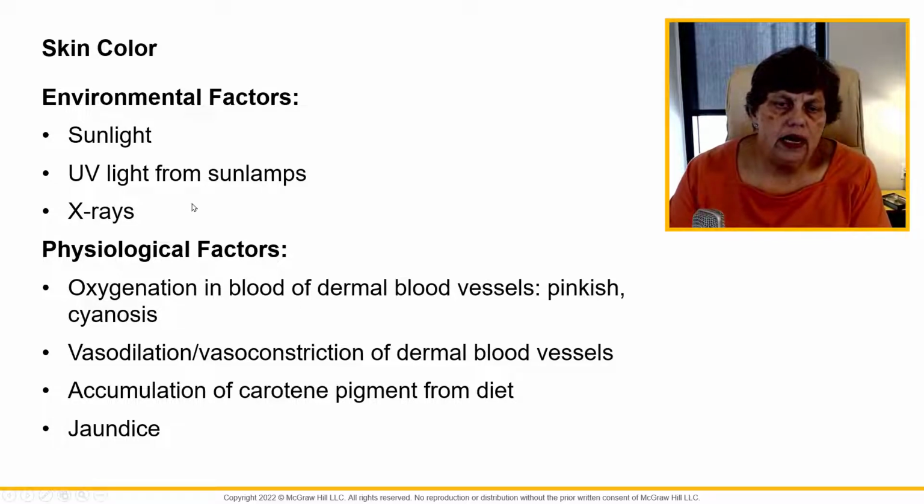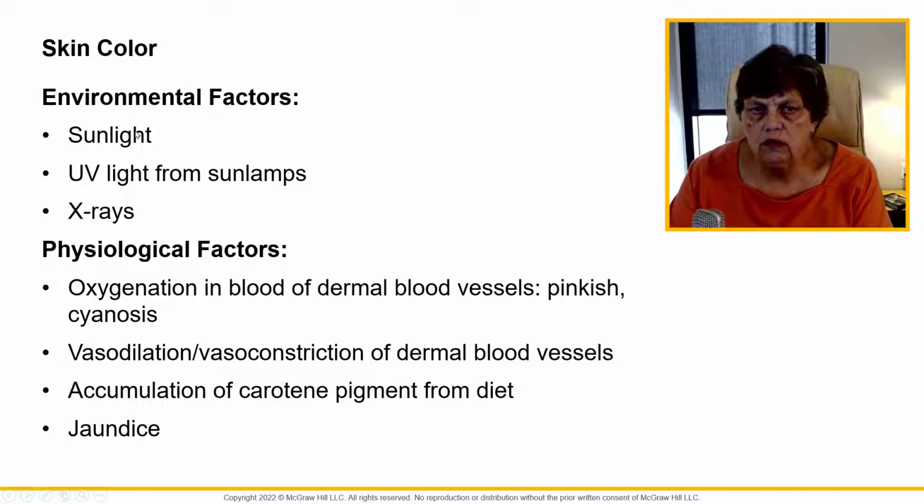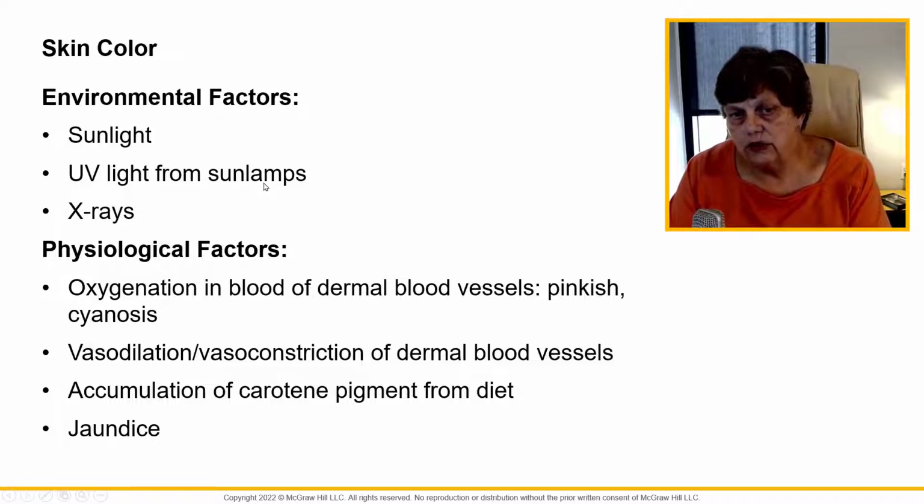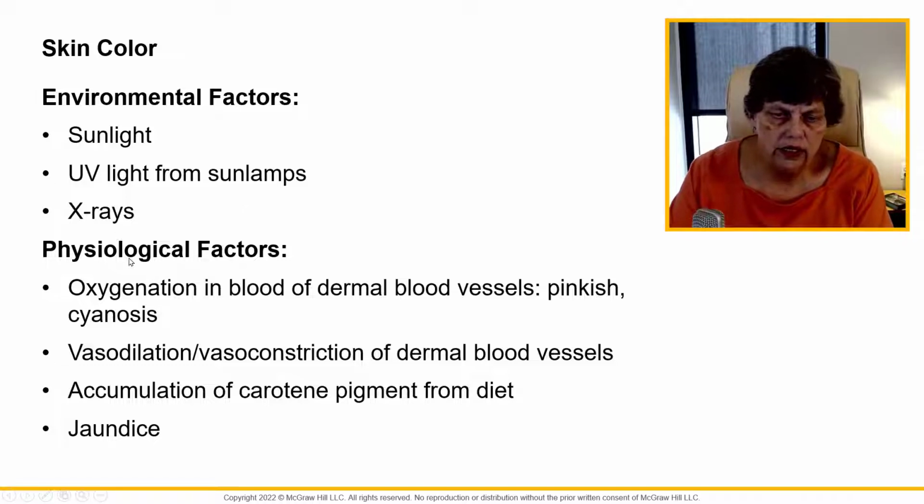So there are several environmental factors for skin color. Amount of sunlight. Those of us that live in the south are obviously a lot more tan than those that live in the polar regions. If you do any UV sun tanning under the sunlight lamps, or you're exposed to certain radiation.